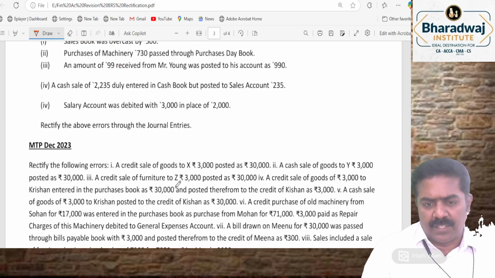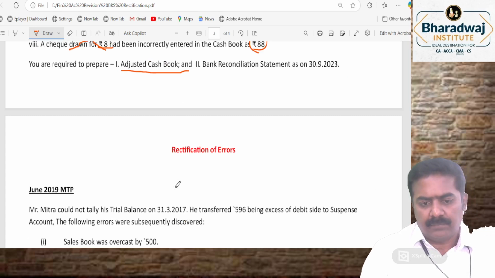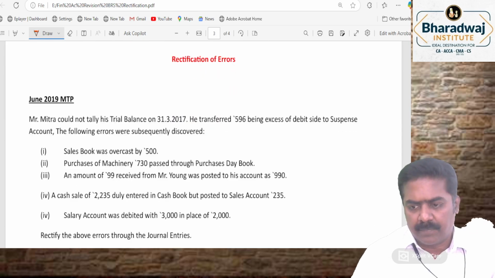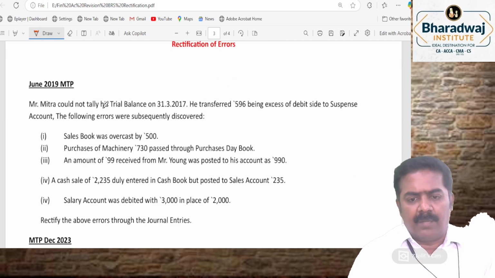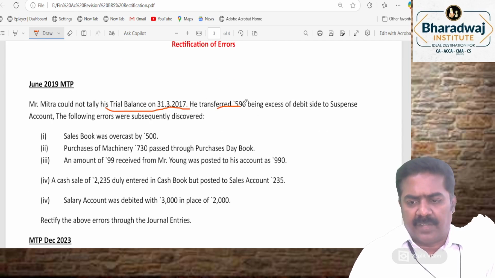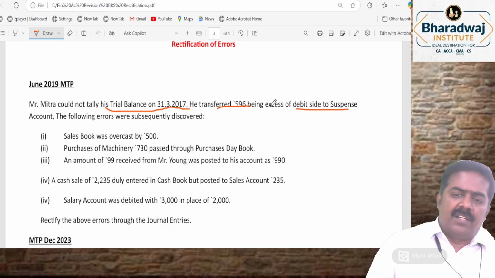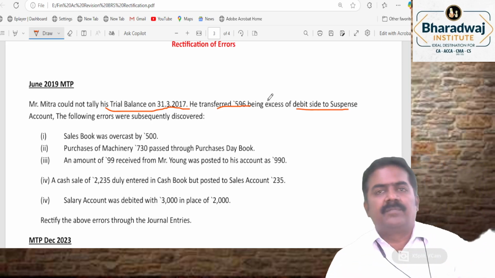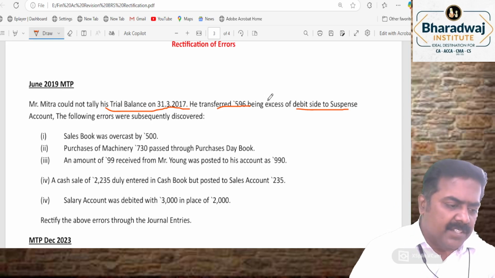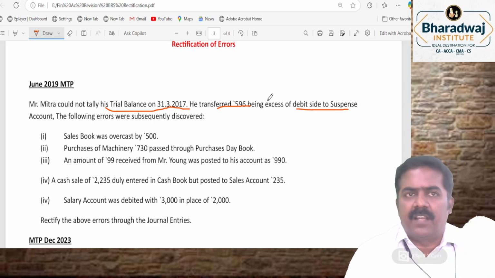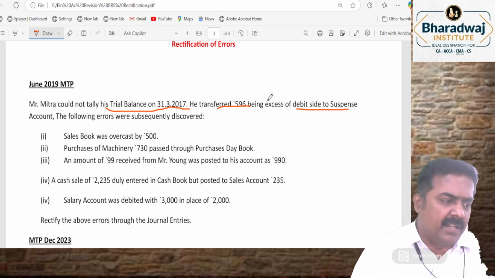Okay, this is an old syllabus question, June 2019 model test paper. Trial balance did not tally. 596 was transferred to the debit of suspense account. Errors are discovered, so we are going to rectify the errors. Are we rectifying after trial balance or after final accounts? After trial balance. Try to pass the entry. I'll give you 5 minutes of time. Try to pass the entry, then we will do.